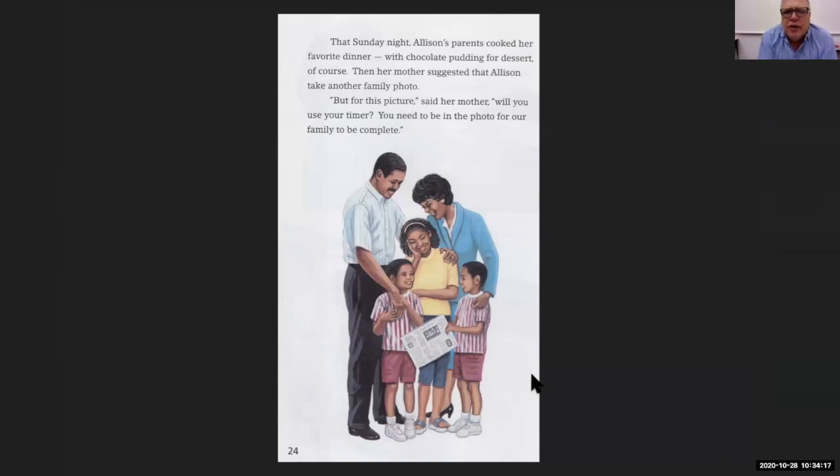That Sunday night, Allison's parents cooked her favorite dinner, with chocolate pudding for dessert, of course. Then her mother suggested that Allison take another family photo. "But for this picture," said her mother, "will you use your timer? You need to be in the photo for our family to be complete." Okay, good story, very simple story. And now we have something that we're going to have to do, okay?